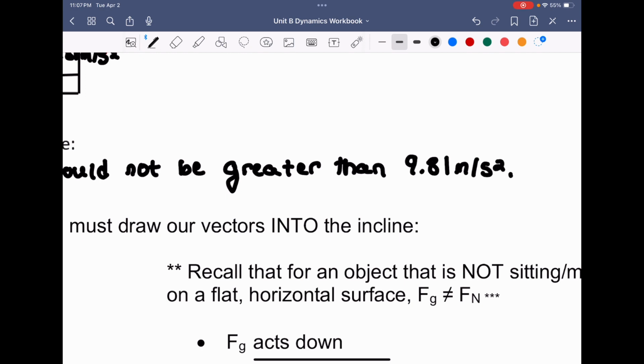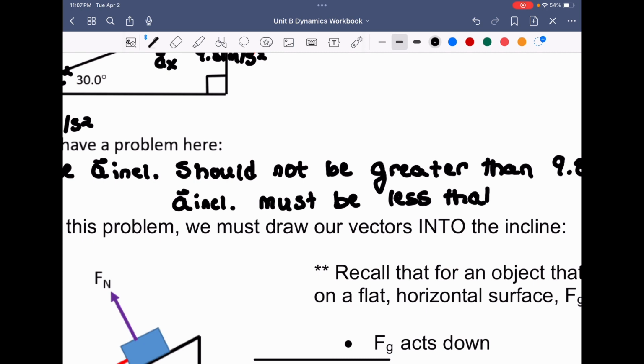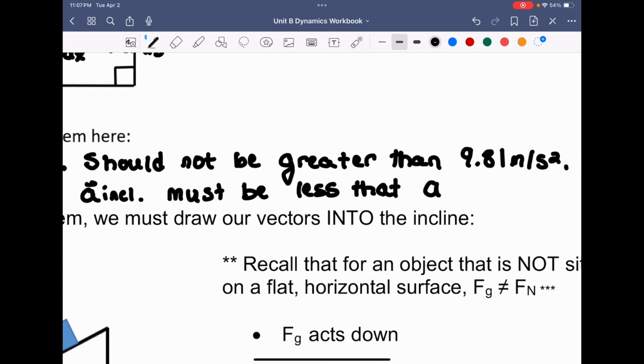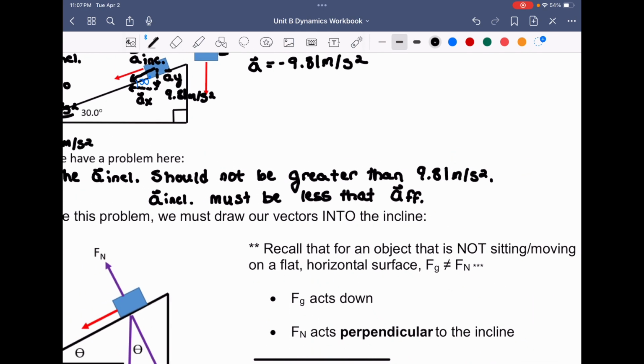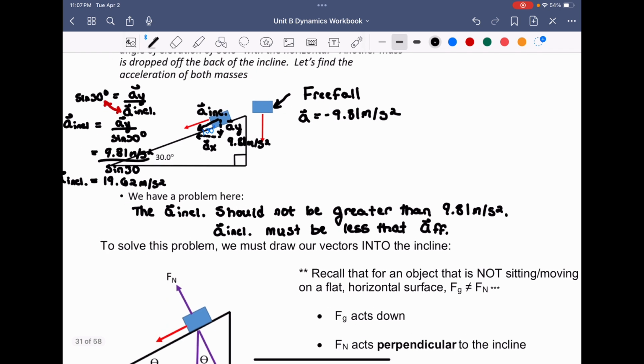If it is greater than 9.81, we have a huge issue. We need to say that the acceleration on the incline must be less than the acceleration due to free fall, which I'm going to denote as FF. So if I zoom out here, just in the theory or the overall synopsis of this, we would look at this and say, well, free fall should be greater than something that is on an incline. If it's not, there is a huge issue here.